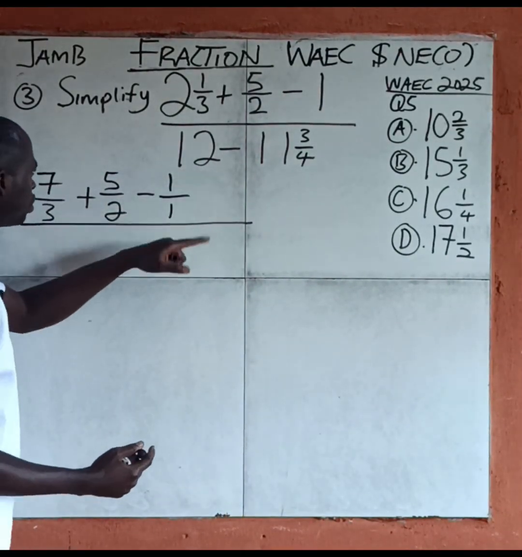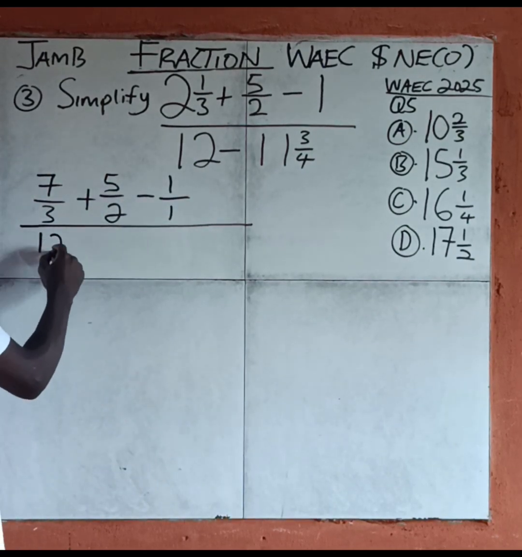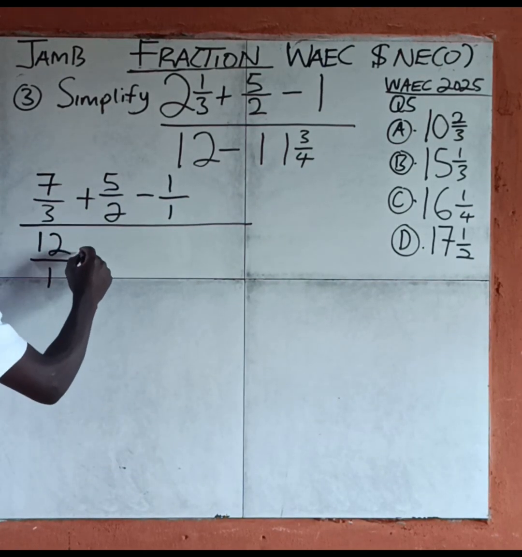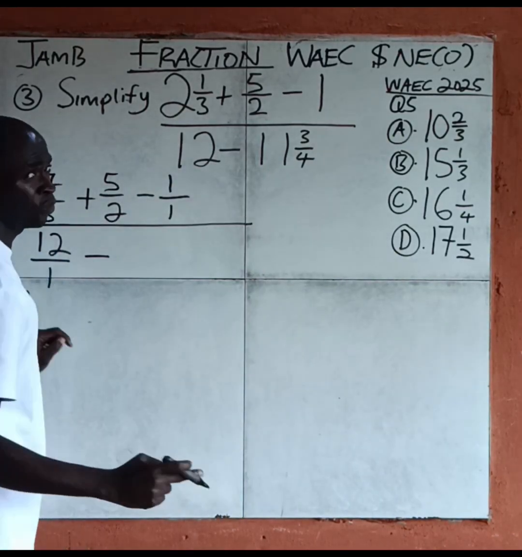We are coming to the denominator. What do I have here? I'm having 12 here. This 12 can also be written as 12 over 1 minus, what do we have here? 11. 4 times 11 will give us 44.